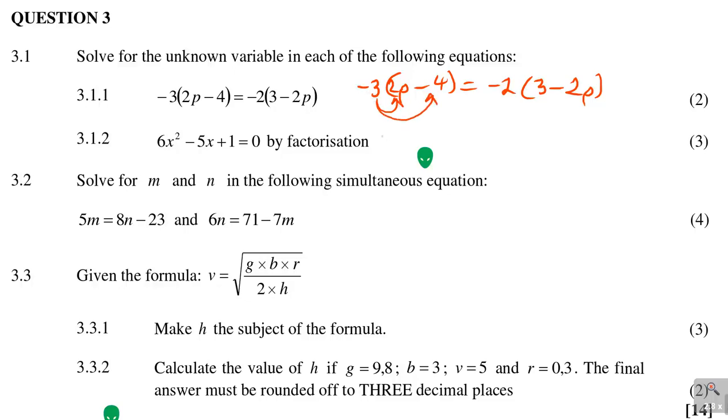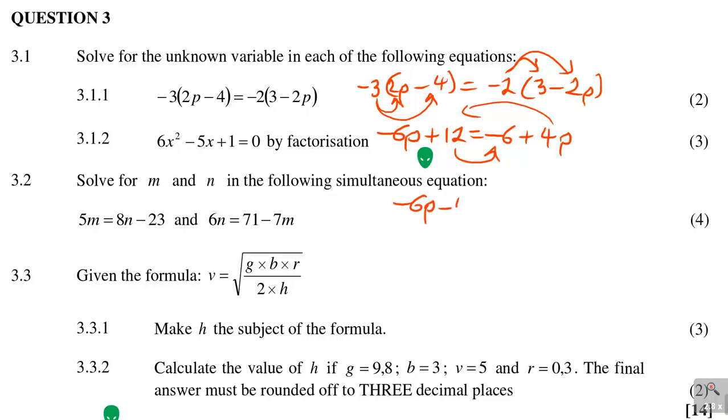Now minus 3 times 2p is negative 6p, negative 3 times negative 4 is positive 12, is equal to, you also open that bracket like that, which is negative 2 times 3, negative 6, negative 2 times negative 2p, positive 4p. Then collect like terms, let the p's go that side and let the numbers go this side. It's minus 6p minus 4p is equal to minus 6 minus 12. Remember, when numbers cross the equal sign, the sign changes. So 4p was positive, become negative. 12 was positive, become negative.